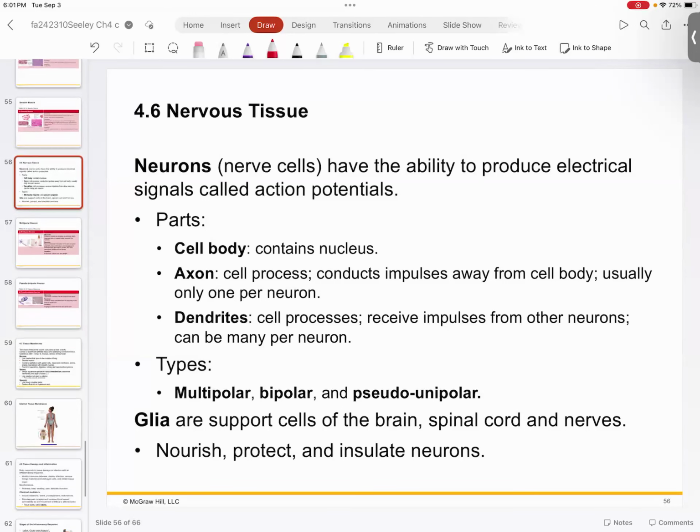So that's muscle. We'll come back to that when we get to the muscle chapter, but now let's take a look at nervous tissue, right? Nervous tissue is a little bit different because nervous tissue is the conductive tissue.